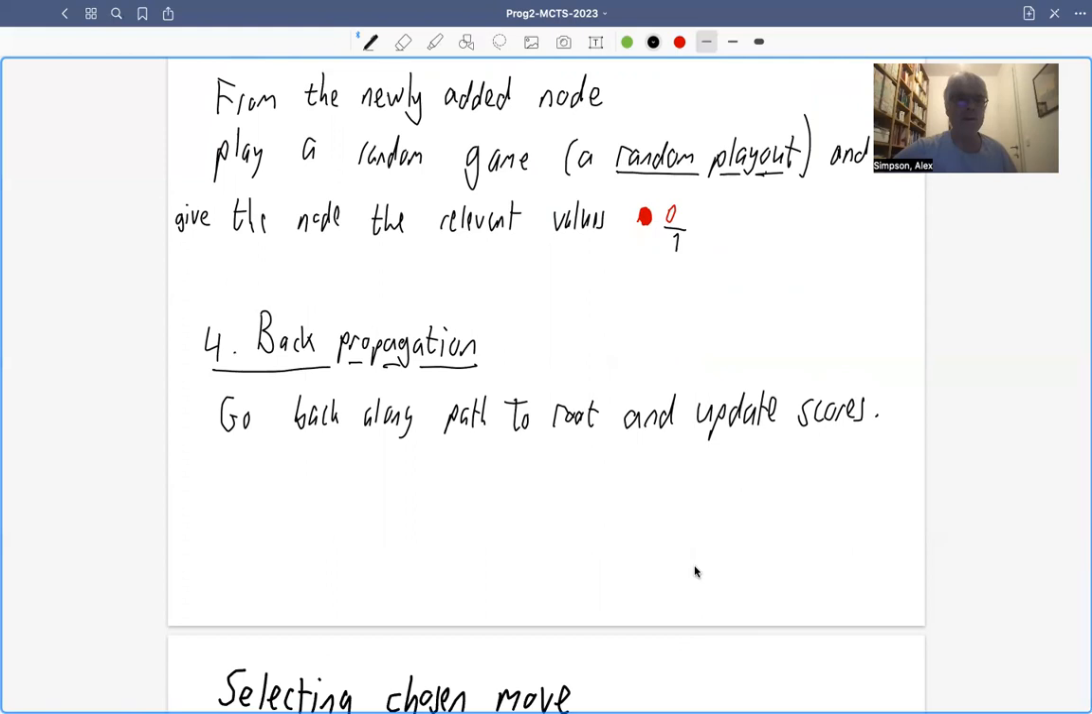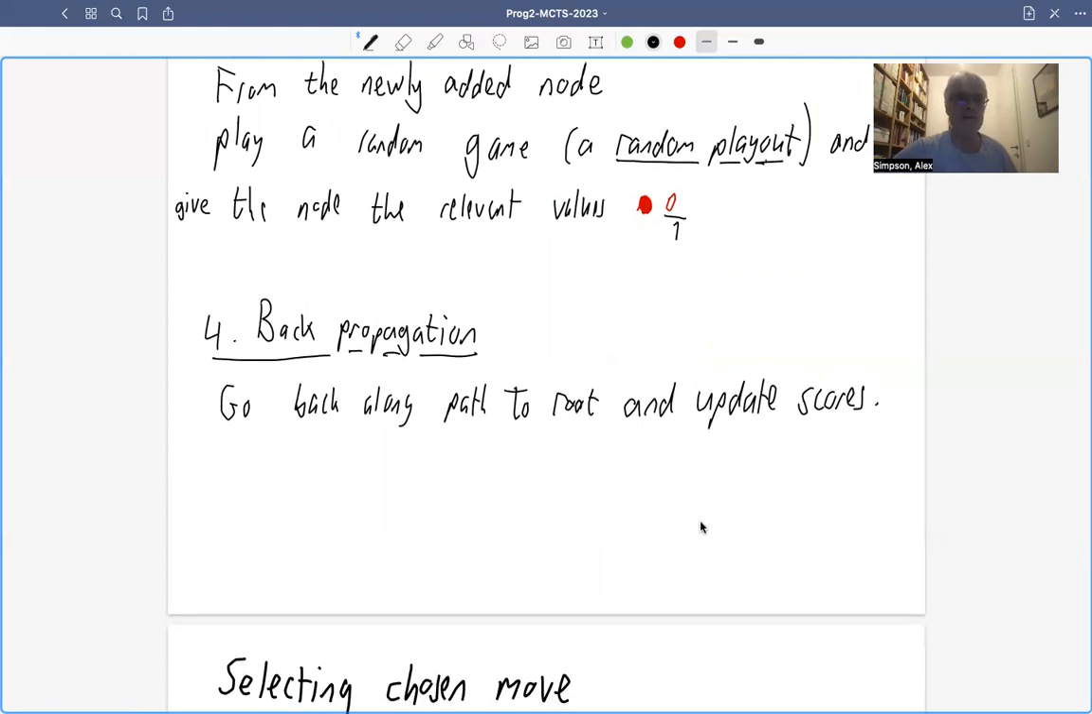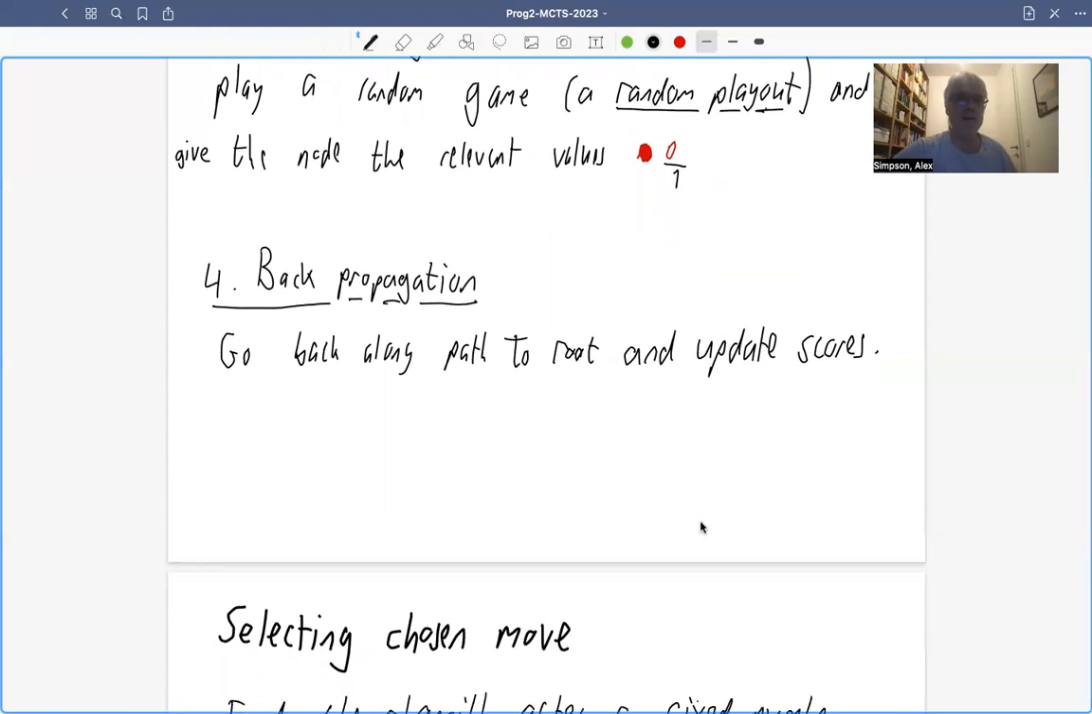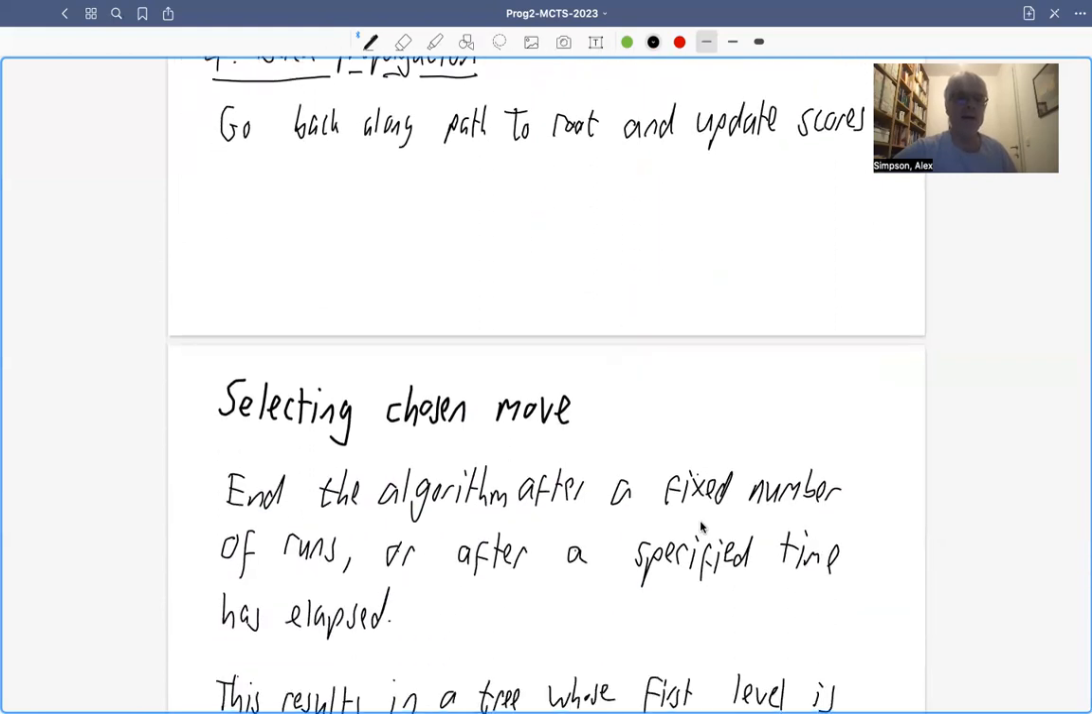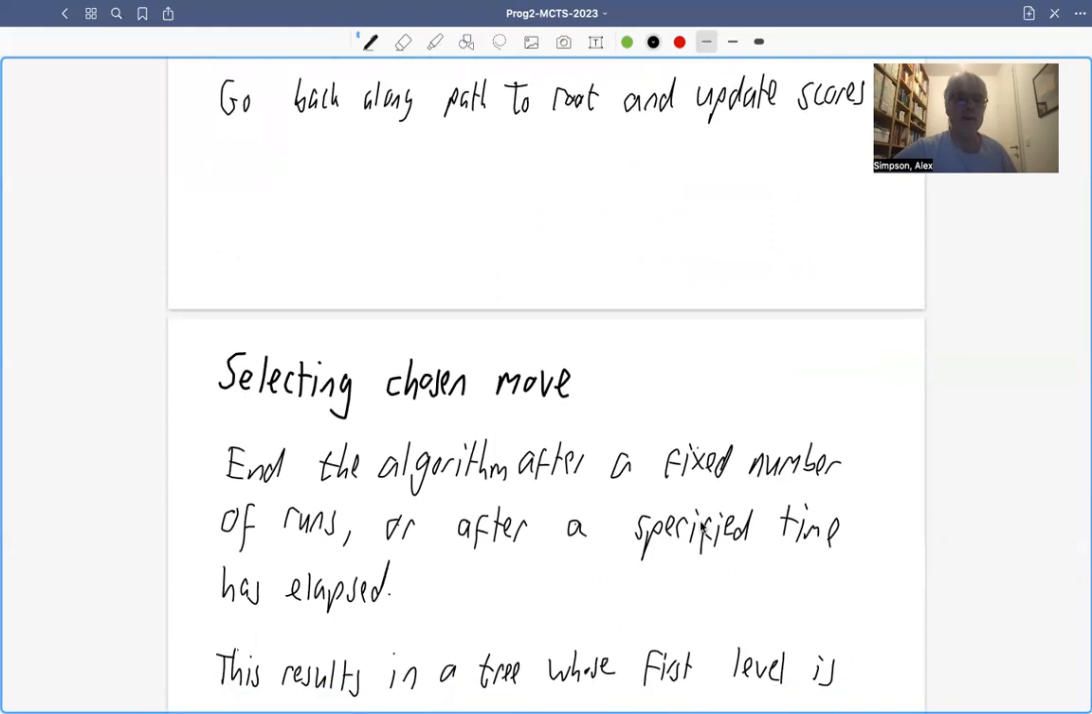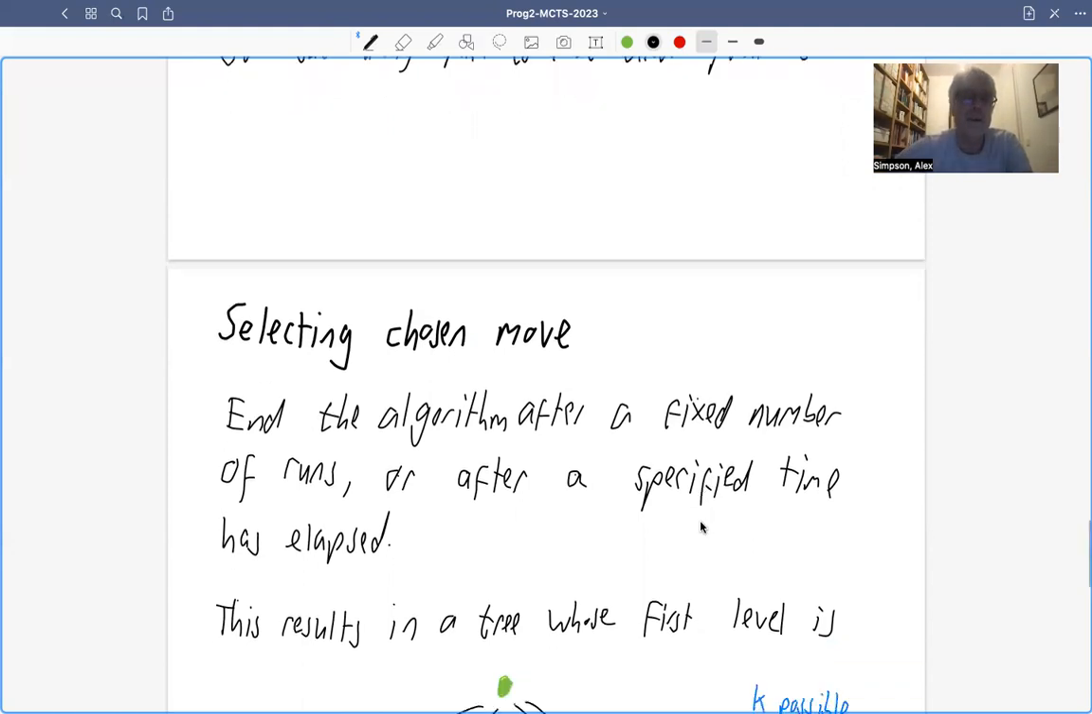And this algorithm with these 4 stages describes every run of Monte Carlo Tree Search. How do we select the chosen move? What we do is we end the algorithm after a fixed number of runs or after a specified time has elapsed. In my program, I want everything to work within 5 seconds, so I end my algorithm after 5 seconds has elapsed. I do as many runs as I can fit into 5 seconds. And then having done that, I want to choose the relevant move. So how do we choose the relevant move?